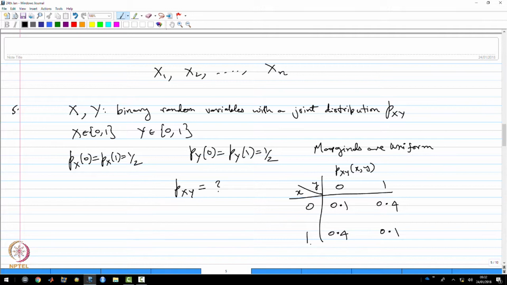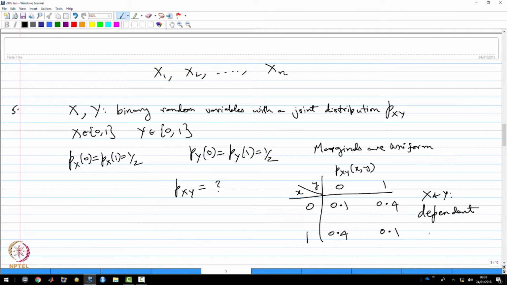So x and y are still uniform, but the joint distribution is not the independent case. If it were the independent case, I should get 1 by 4 here, 1 by 4 here, 1 by 4 here, 1 by 4 here, but this is not that. This is some other joint PMF for which x and y are uniform. So this is a dependent situation. x and y are dependent.